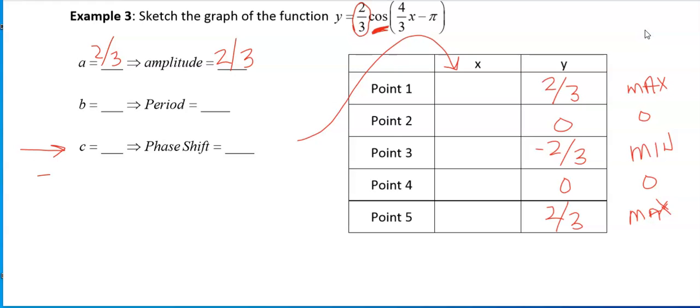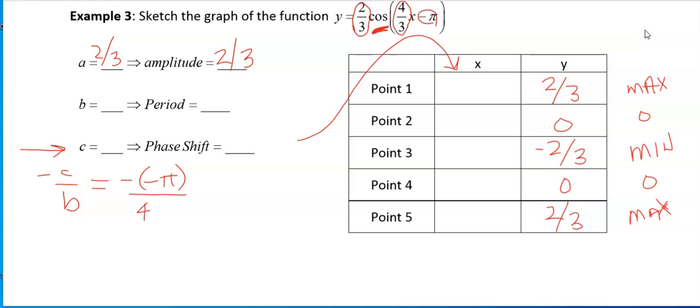What is the phase shift? Remember now, that's negative c over b. I'll show the calculations here. Now, here's your c. C is negative pi, right? So this is going to be negative negative pi, divided by b is that number right there, 4 over 3.